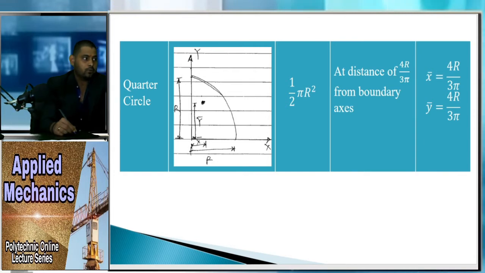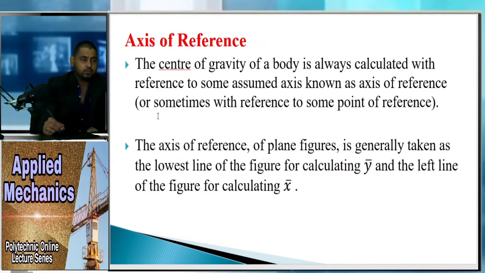Now let's see what the axis of reference is. You can see here the center of gravity of a body is always calculated with reference to some assumed axis, known as the axis of reference. While we are solving problems based on it, or we have to find the center of gravity, we have to consider one axis. It is a reference axis. Or sometimes with reference to some point of reference, or we can also consider any point, meaning the left side or bottom side, as a reference.